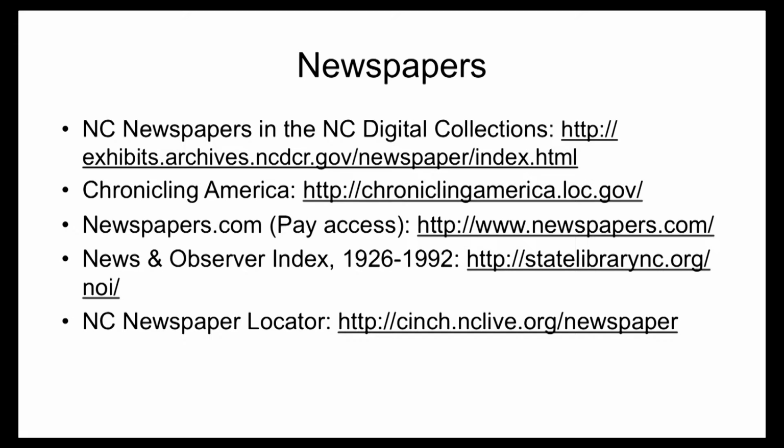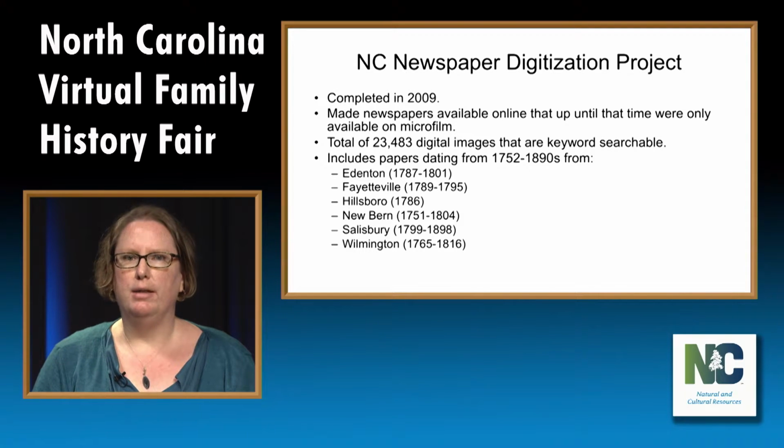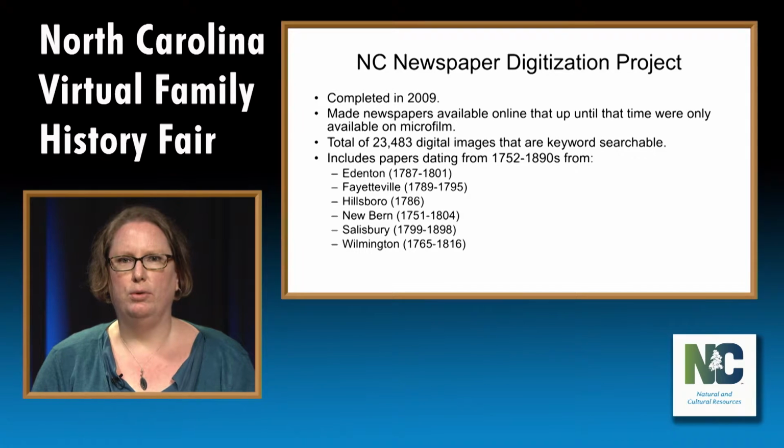But there are also newspapers.com, the News and Observer Index, which State Library put online, and then also a North Carolina newspaper locator. So the North Carolina Digitization project, which you can find through the NCDC, the North Carolina Digital Collections, was completed in 2009. It's a very small segment of the newspaper collection. Actually, at the State Archives, we have a really extensive microfilm collection of North Carolina newspapers. But the point of it was, of course, to make available materials that had previously not been available online.